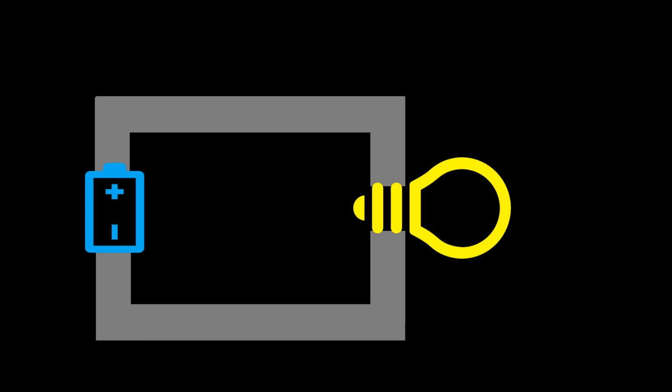The simplest electric circuit is made of a power source such as a battery, conducting wires which carry the charge around the circuit, and a load such as a light bulb. The battery gives electrical energy to the charge, and the load uses this energy.